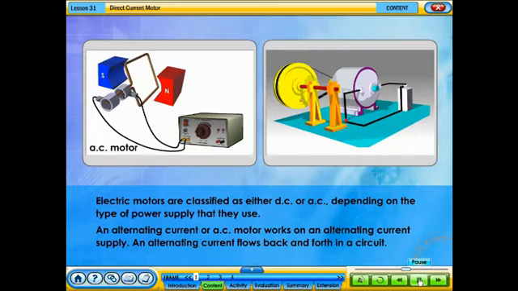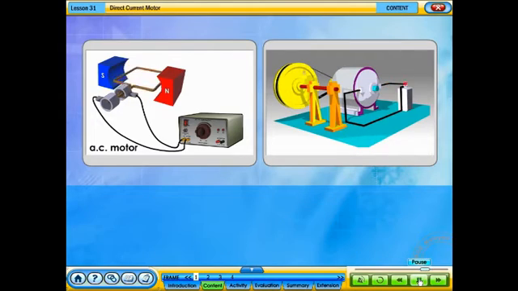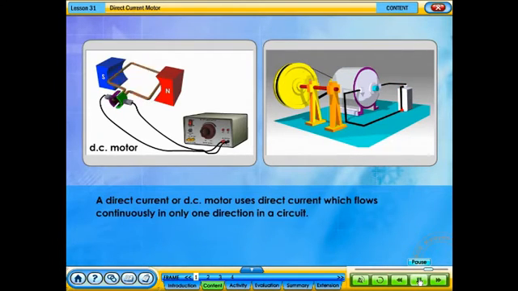An alternating current, or AC, motor works on an alternating current supply. An alternating current flows back and forth in a circuit. A direct current, or DC motor, uses direct current, which flows continuously in only one direction in a circuit.